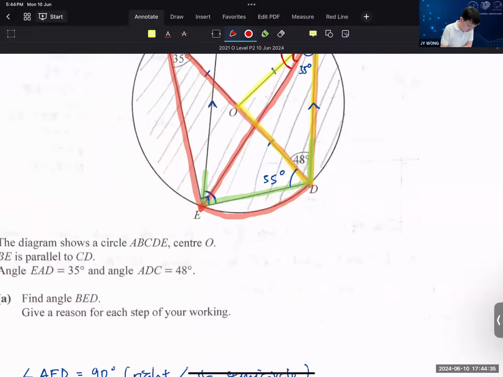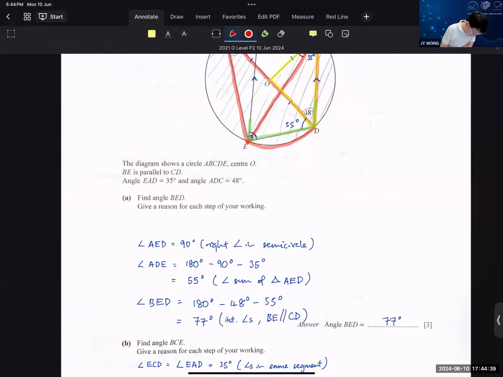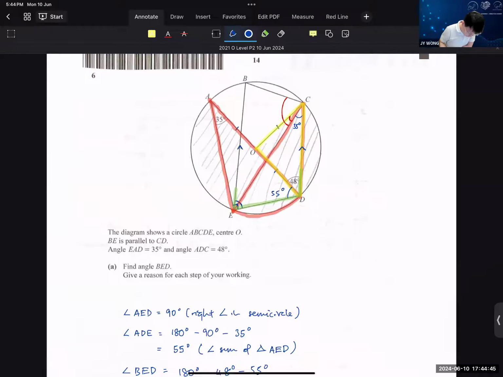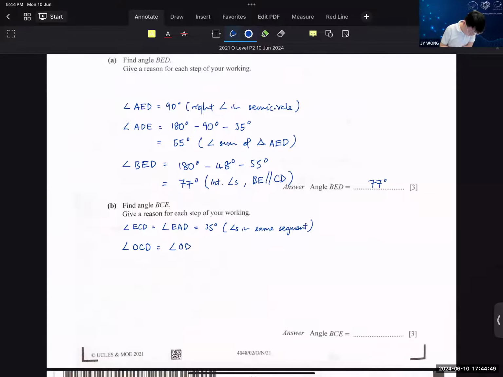And in this case, I can find angle OCD because of the isosceles triangle. So angle OCD is equal to angle ODC, equals 48 degrees, because base angles of isosceles triangle OCD.